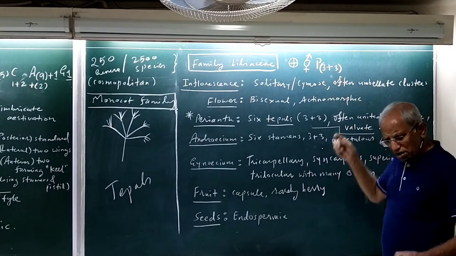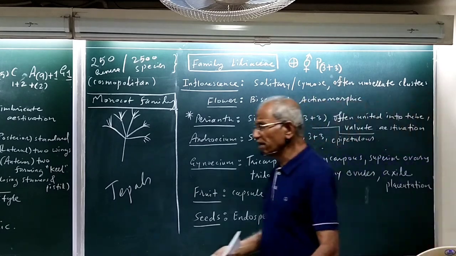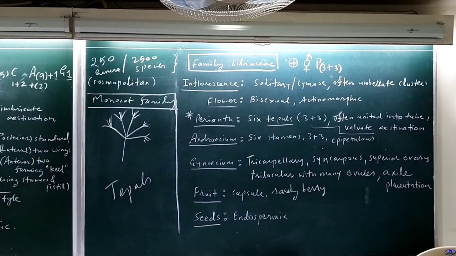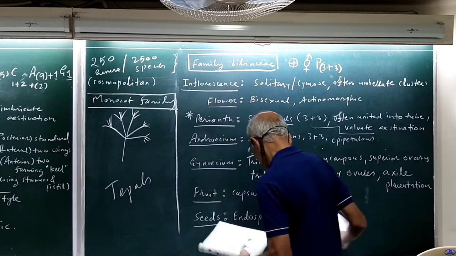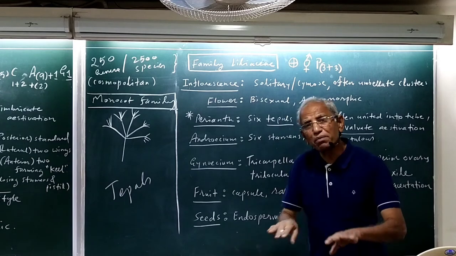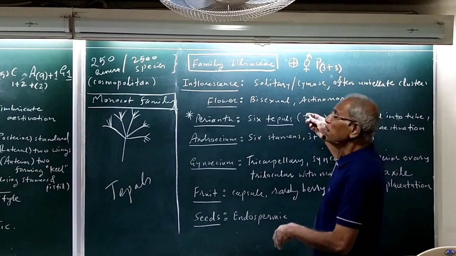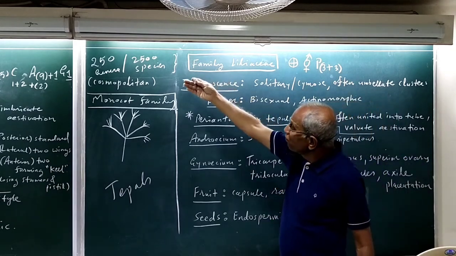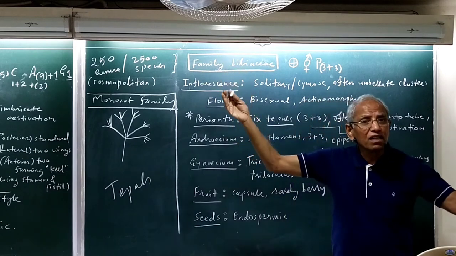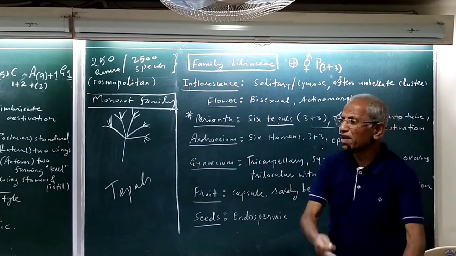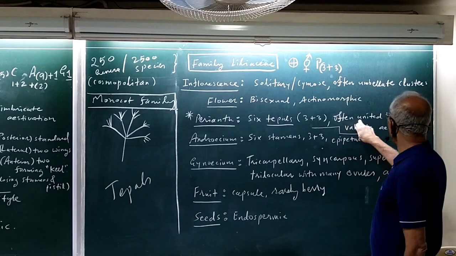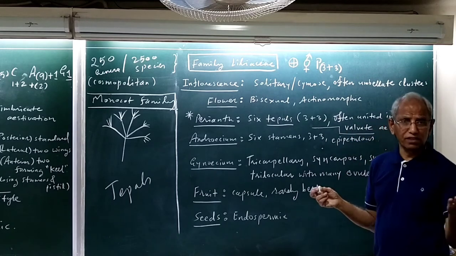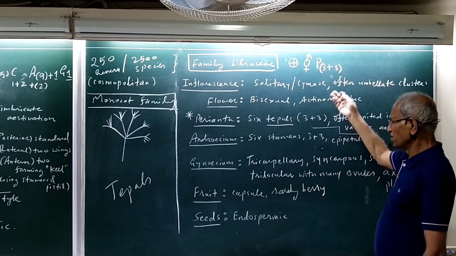So in the NCERT, I'll just check whether it is 3 plus 3. I think it is perianth 3 plus 3. Yeah, but not necessarily. There are many Liliaceae members where the perianth is free. But because, once again, there are 250 genera and 2500 species, you don't expect that in every species it will be like this. So, okay. Often united into a tube, but not always. While by distillation, that's obvious.